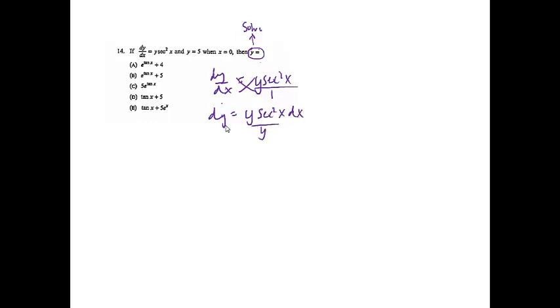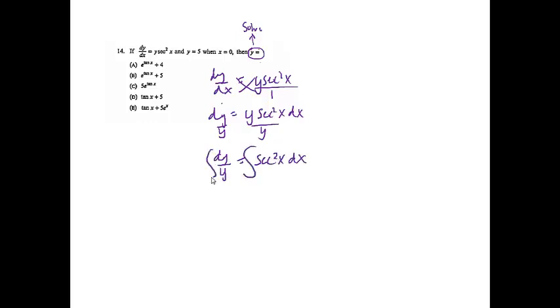All right, and then number 14, we have dy/dx is equal to y secant squared x, and y is equal to 5 when x equals 0, then y equals what? So although they don't say that, they are asking me to solve a differential equation. If I want to solve a differential equation, I know that I need to cross multiply. So we have dy/dx is equal to y secant squared x, and I'm going to put a 1 underneath there, cross multiply. I'll get dy is equal to y secant squared x dx. I'll divide both sides by y. So I'm going to get dy over y is equal to secant squared x dx.